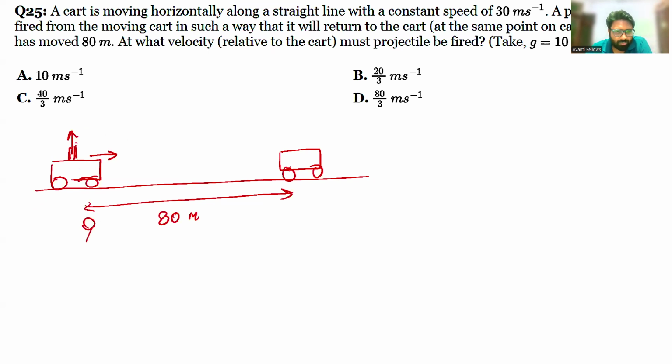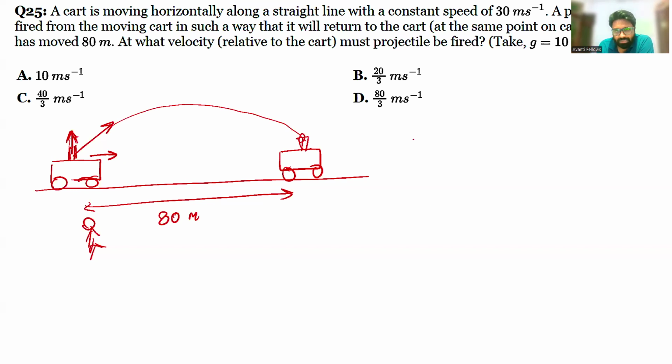If you see in the ground frame, because this projectile is moving with the cart, whatever initial velocity the cart has, the same will transfer to the projectile. So we just have to add a vertical component of velocity over it. So the projectile must be fired in the vertical direction so that it will have a velocity like this, and it will cover the same distance in the horizontal direction as the cart.